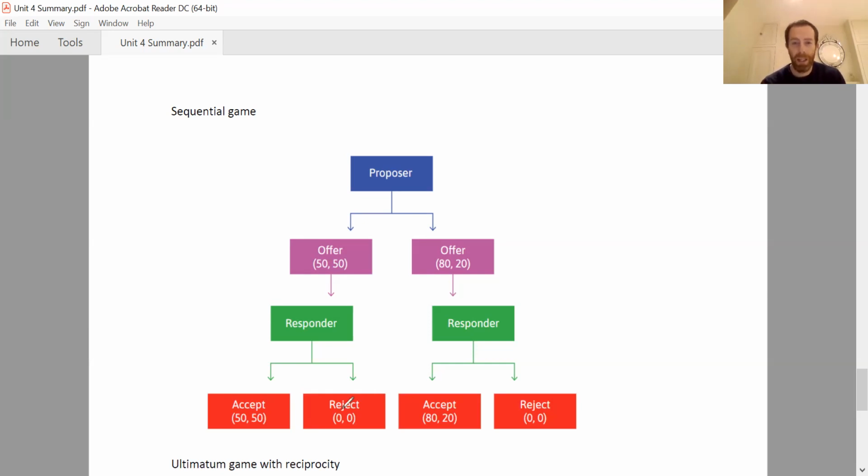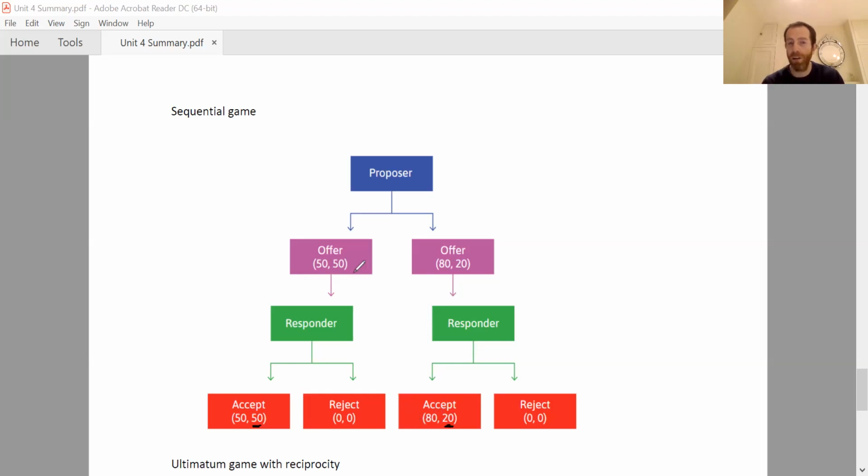So now we have to think about the responder after each of these possible offers. After the 50-50 offer, the responder accepts and gets 50, or rejects and gets 0. Obviously, 50 is better than 0. They're going to accept. Responder after the 80-20 offer? Well, they accept and get 20, they reject and get 0. Again, they're going to accept.